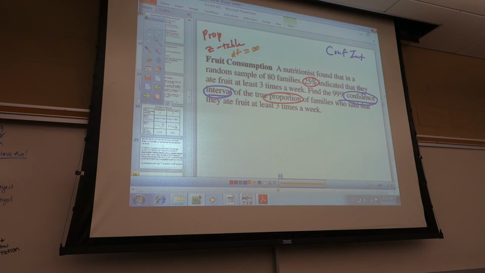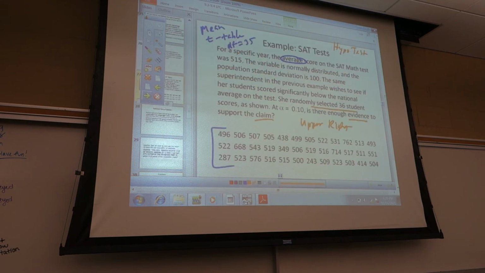Yeah. If your degrees of freedom is 35, would you use 30 or 40? 30. Okay. You round down.